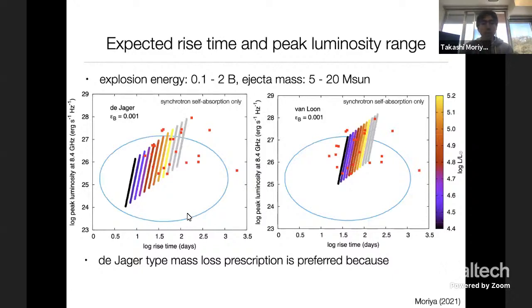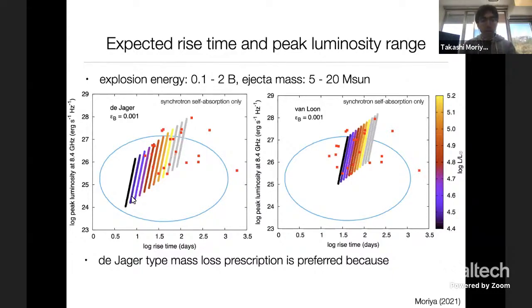So this is what we expect from the de Jager type mass loss prescription and the Van Loon like mass loss prescription. Again, this is rise time and this is peak luminosity. This blue circle means the observationally expected region for the radio peak rise time and peak luminosity. Each red dot is an observed peak luminosity and rise time. Of course, this blue line is drawn combined with many upper limits. So actually, we expect to have many smaller luminosity regions. Observations are biased towards the brighter end. But anyway, this is for reference, and I'm showing these red dots as well.